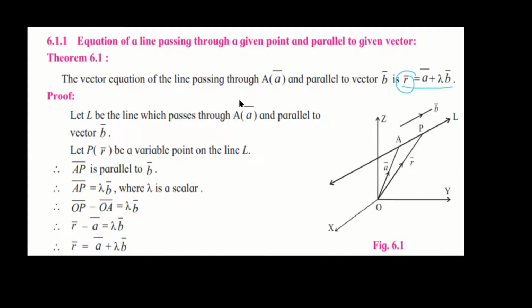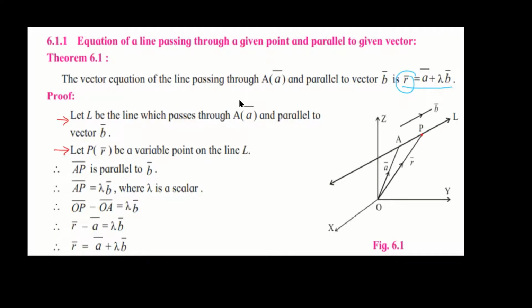Initially, let L be the line which passes through A and is parallel to the vector B bar. As you can see from the figure, L is a line, it has a point A on it and it is parallel to the vector B. Let P, whose position vector is r bar, be a variable point on line L. So as you can see, P has also been written over here. Now we have AP parallel to B bar.